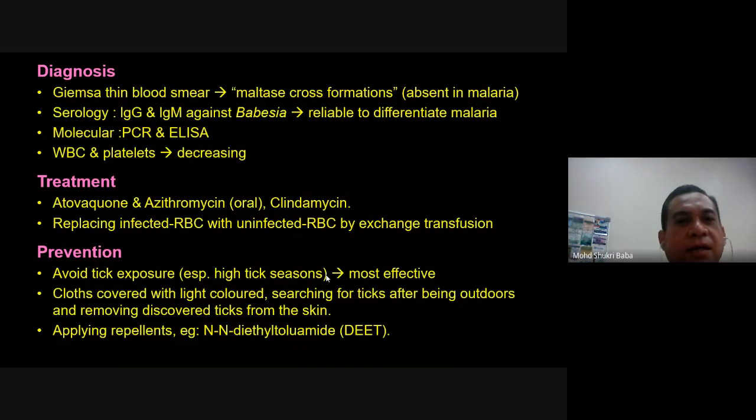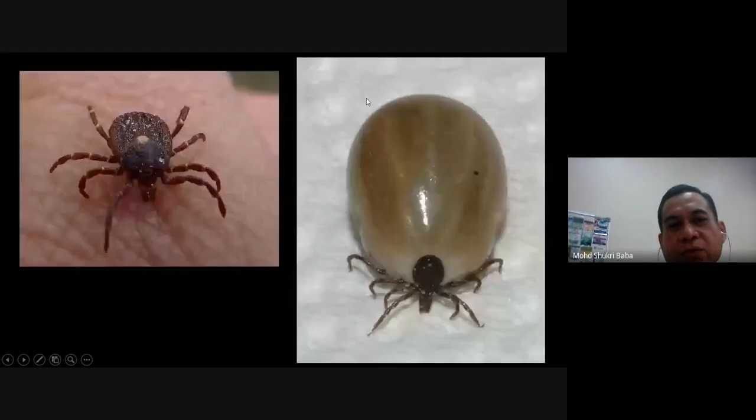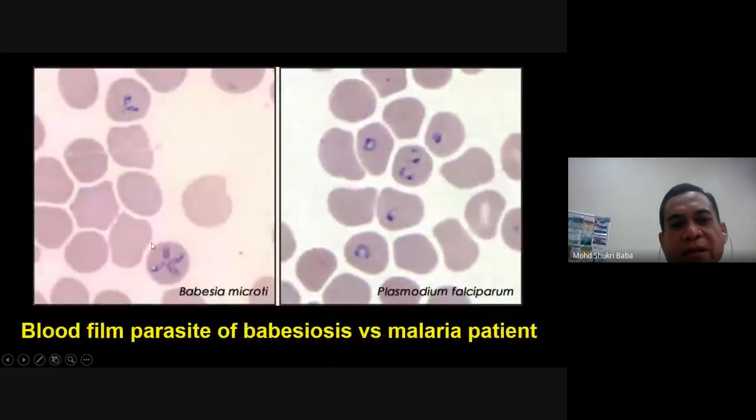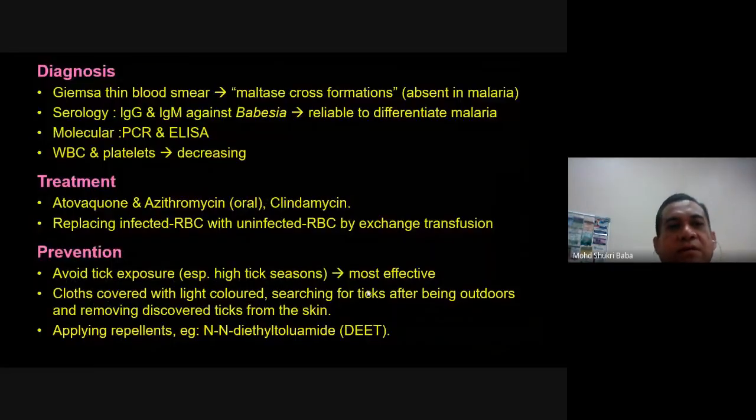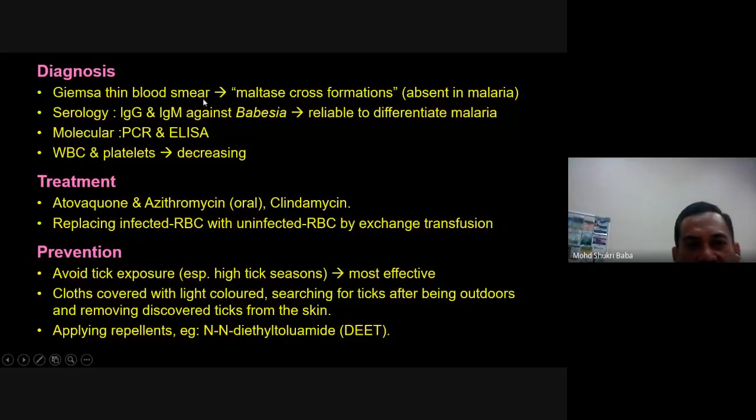For diagnosis, the Maltese cross formation, which I described earlier as that shape, only occurs in Babesia or babesiosis, not in Plasmodium. This is how you can do the thin blood smear, because the thin blood smear is also done for malaria, for Plasmodium. But the formation of the Maltese cross only occurs in Babesia, and it is absent in malaria.